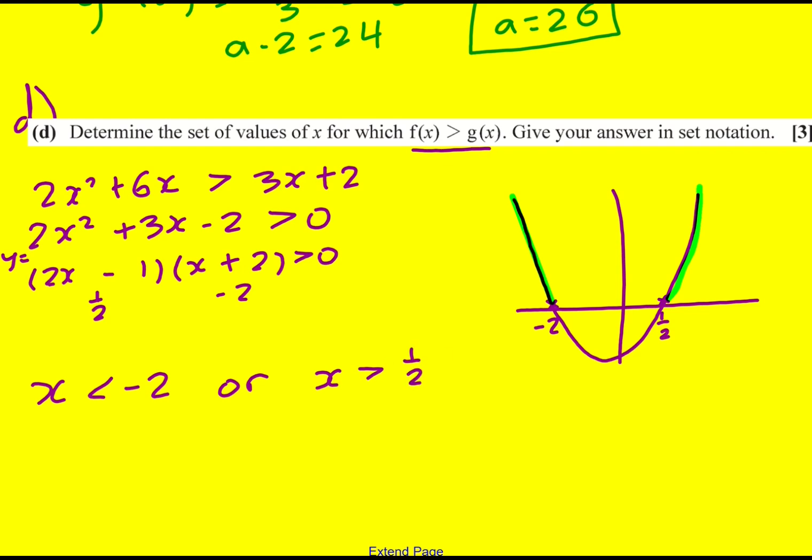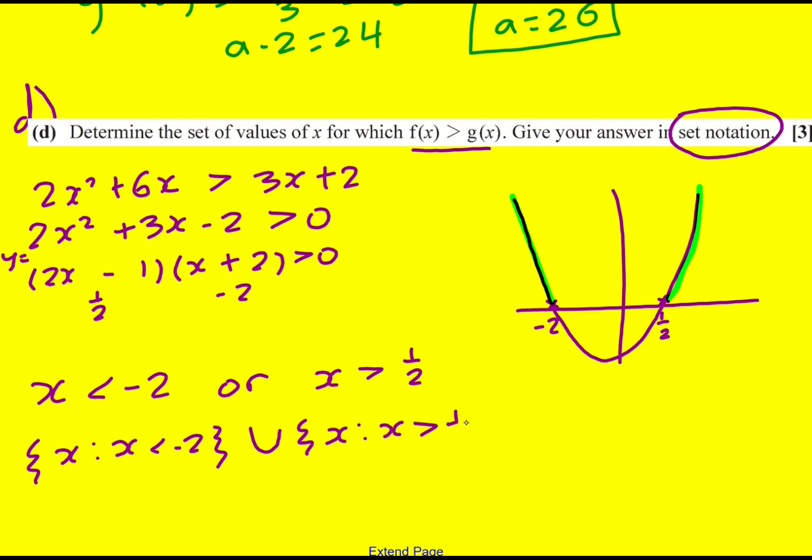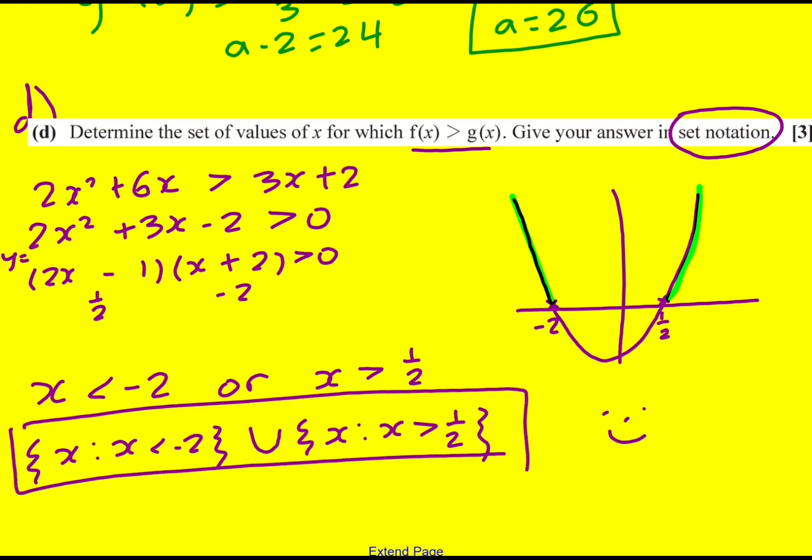a half. Now that is normal notation, but we're being asked to write it in set notation, which means we have to slightly alter it to the set of x such that x is less than minus 2, and then do a union. This is basically the same as or, but in set notation, the set of x such that x is greater than a half. Okay, that is our answer.